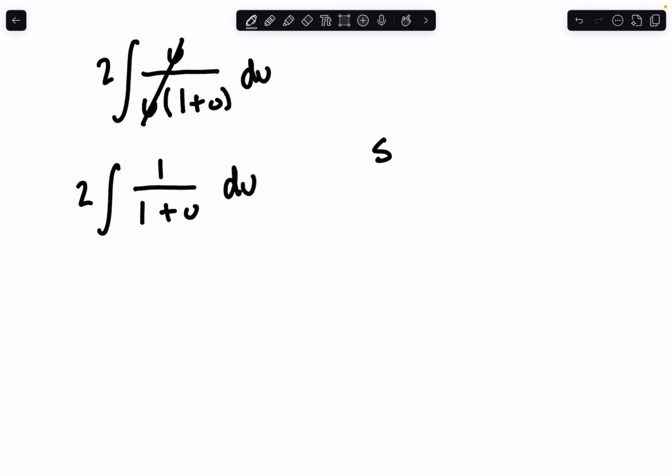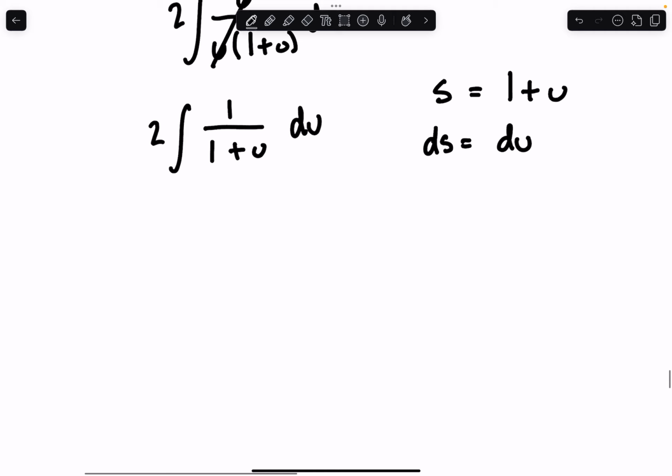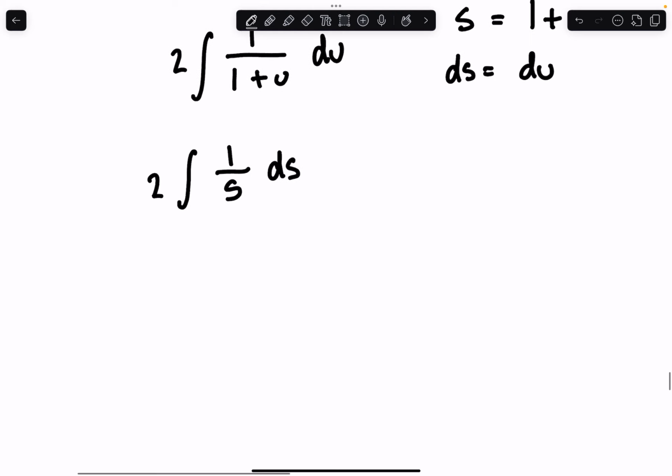We're going to say that s is equal to 1 plus u. When we take the derivative, we get ds is equal to du. Now we're going to make our substitution, and we get 2 times the integral of 1 over s. Now 1 over s is just going to give us ln of s. So we get 2 times the ln of the absolute value of s plus c.